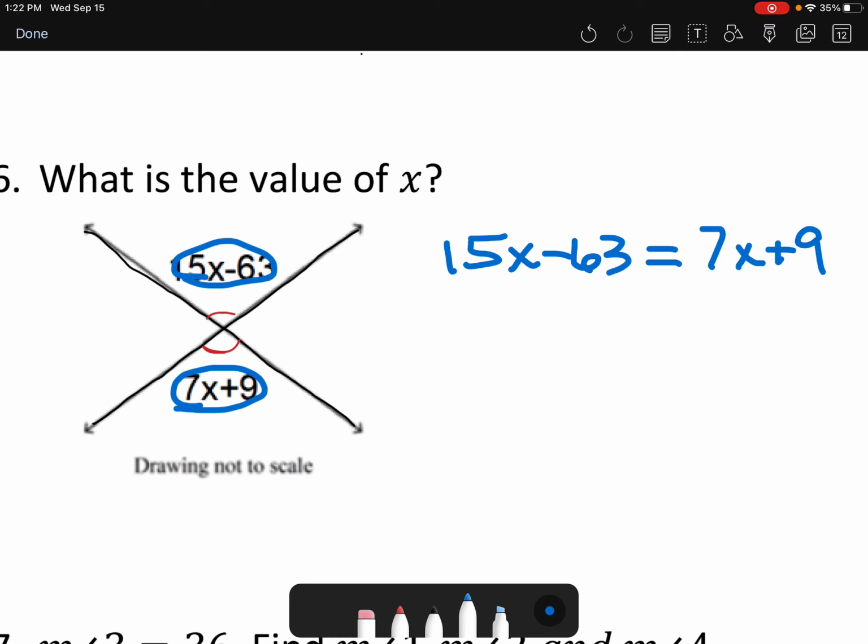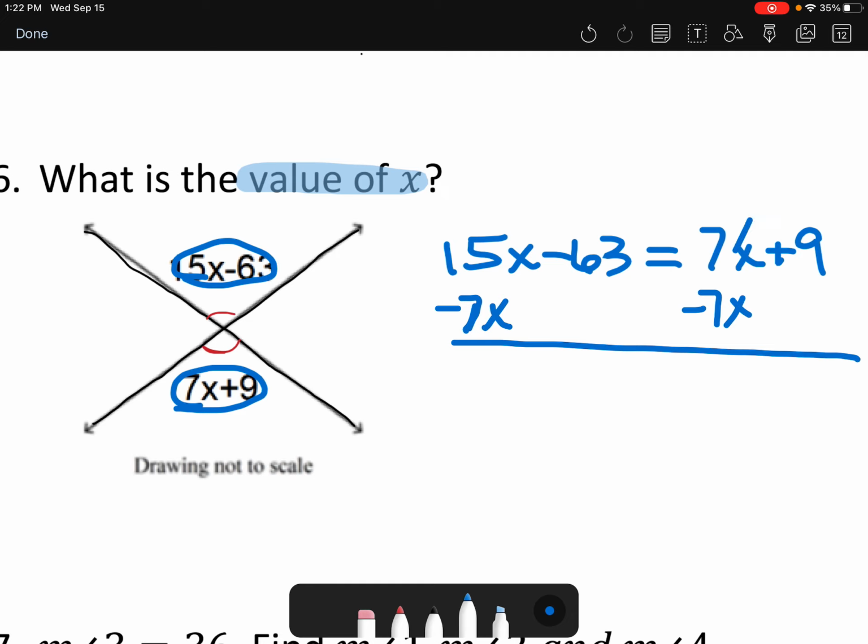After that, all we're doing is just solving this equation, finding x. That's what the question is asking for. The question is asking, what is the value of x? We just have to solve this equation. So I move all of my x's over and make sure that all the x's are on the same side over here. You do it like that. That goes away. We've got 8x minus 63 equals 9.